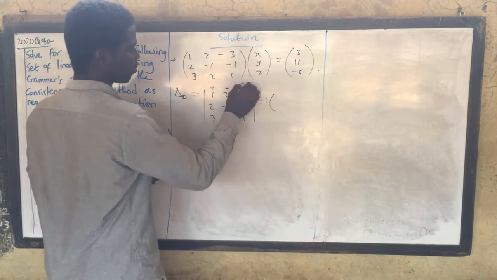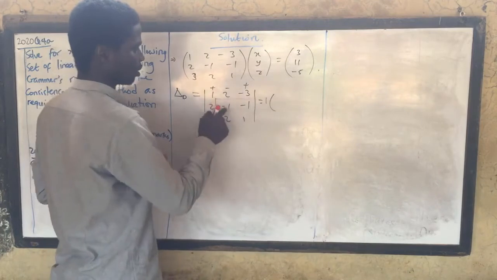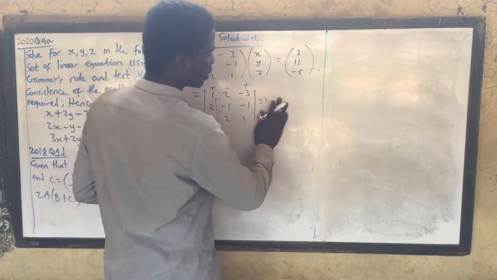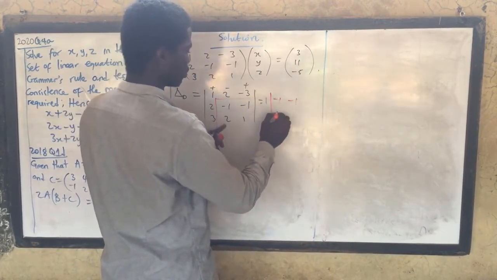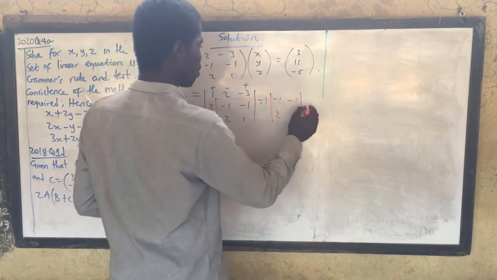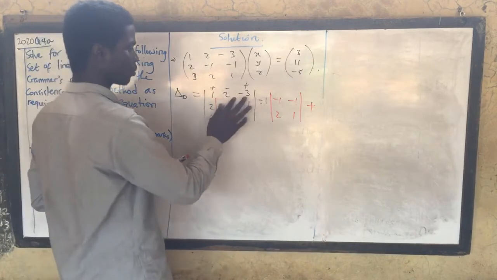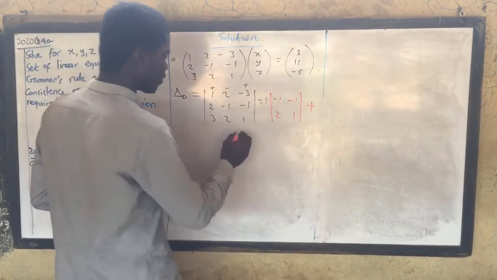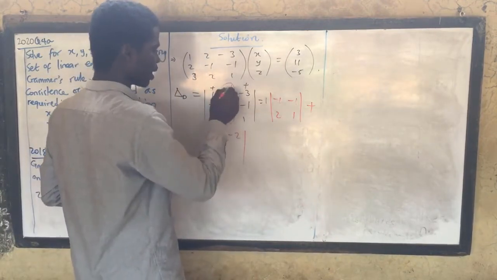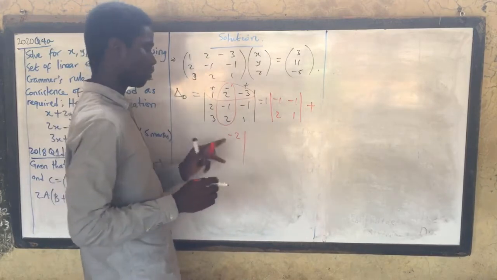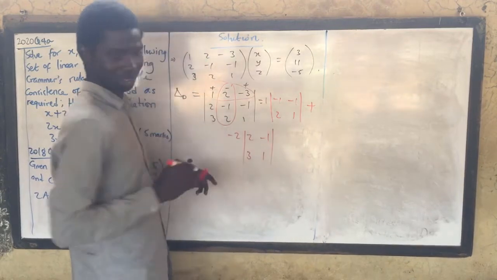This is plus, minus, plus. So for this one you will take out this, and it will remain -1. Let me just do it once so that you will see how to do it. -1, -1, 2, 1, right? Plus the next one, I said plus minus plus. You come to the next one, -2. This one means take away the row and the column of this -2, so you'll be left with 2, -1, 3, 1. That's what you are going to have.